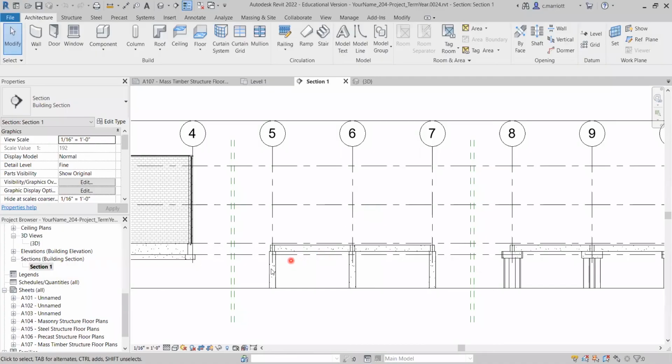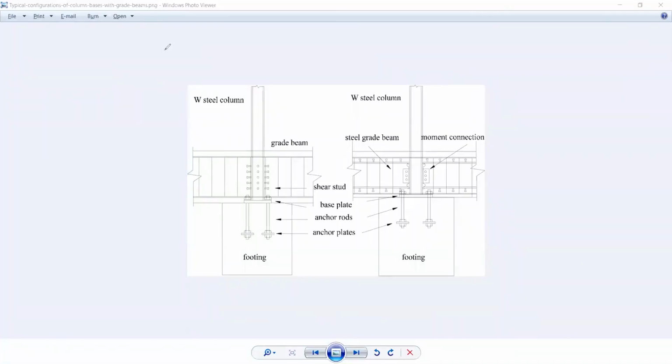Now, if you recall, what we did for this structure is we designed some caissons, or we inserted some caissons, and we also did a series of grade beams that sit on top of the caissons. So there's different ways of detailing the connections between some of these structural members. This detail that we're looking at here is something that we're going to base our Revit work on. As you can see here, these are W steel columns, so you'll be using those. And this right here is a grade beam.